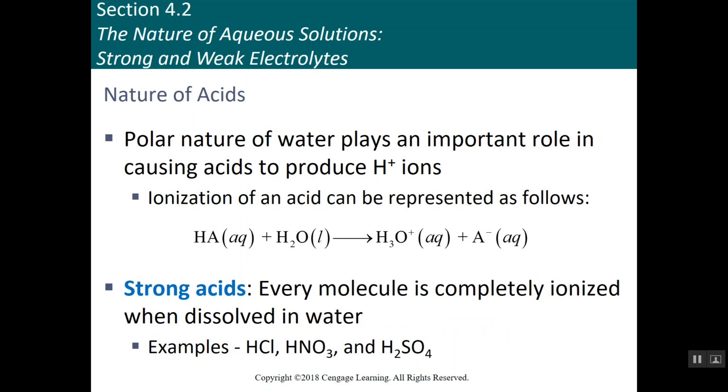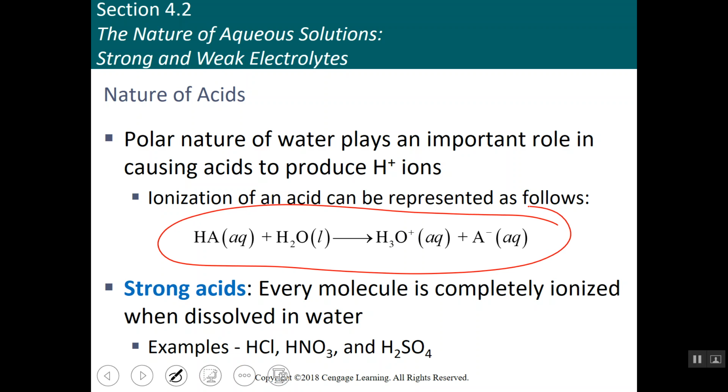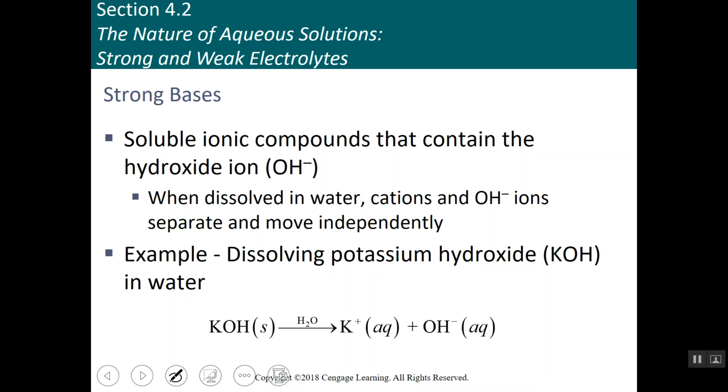Acids will dissolve in water simply because they are polar as well. And so that's why here's a generic statement as to what happens with a strong acid. And as we mentioned before, those are examples of 3 strong acids.